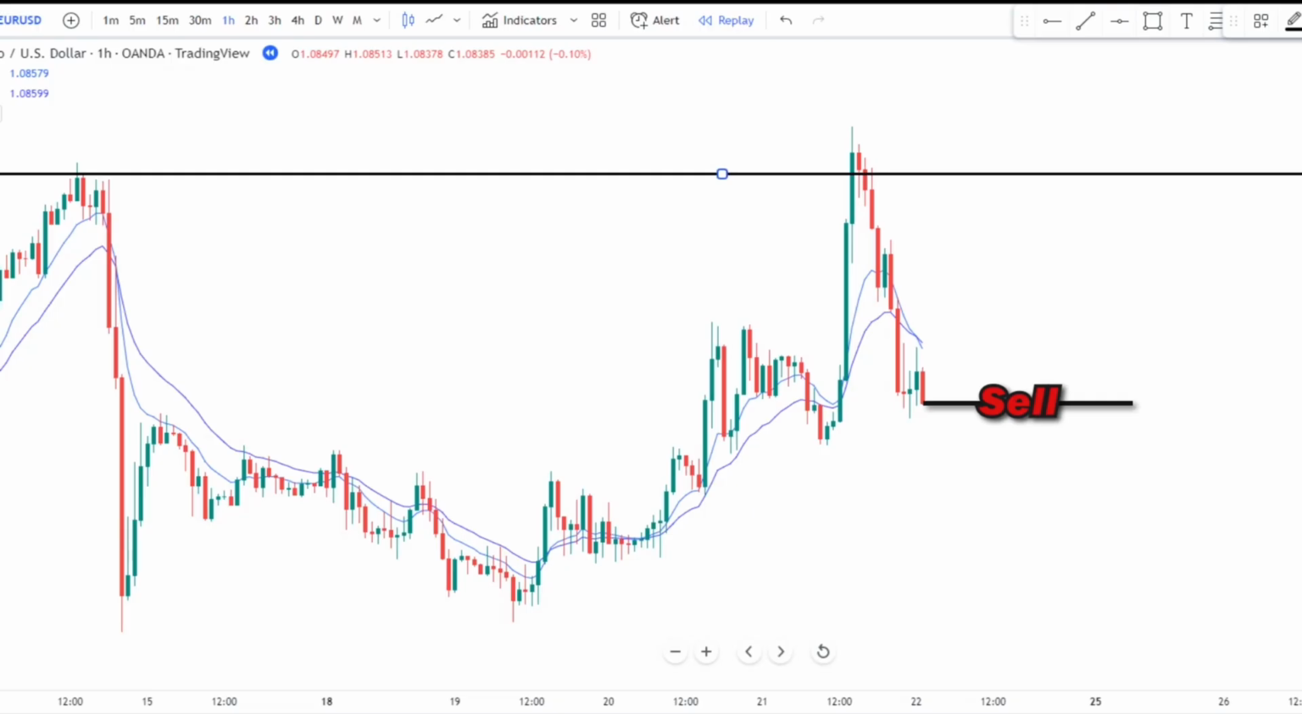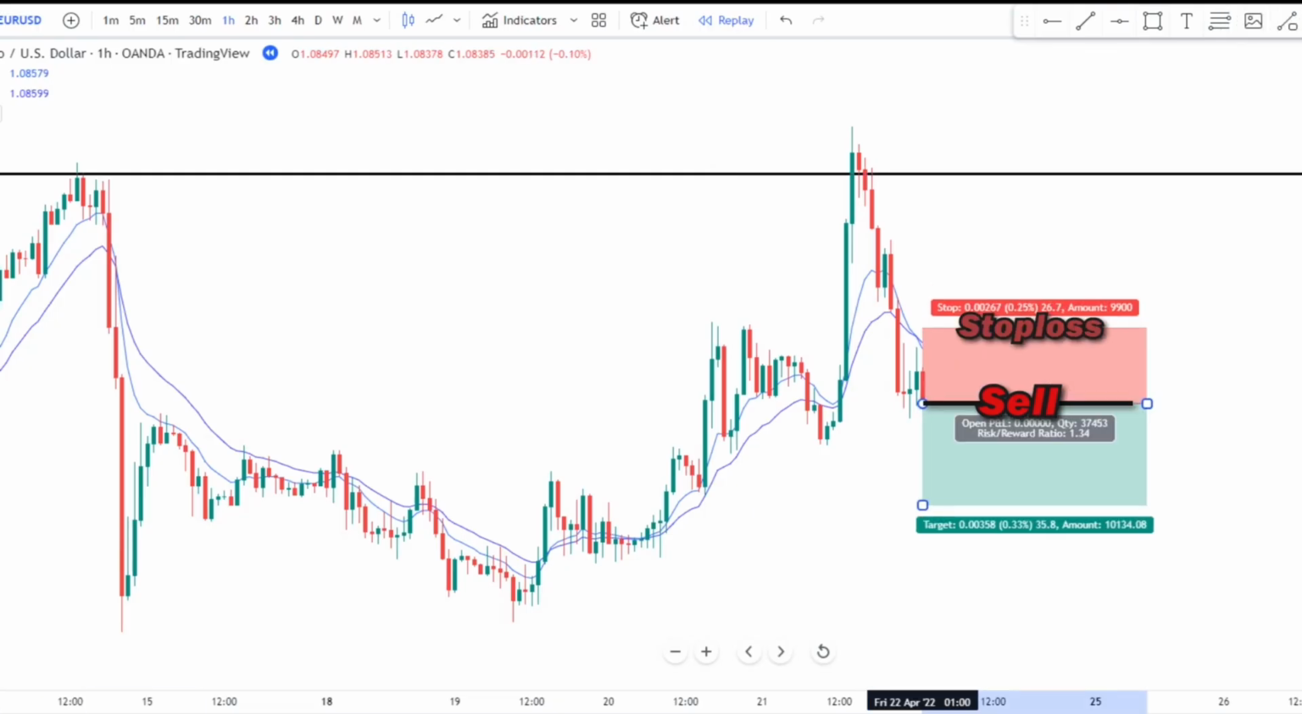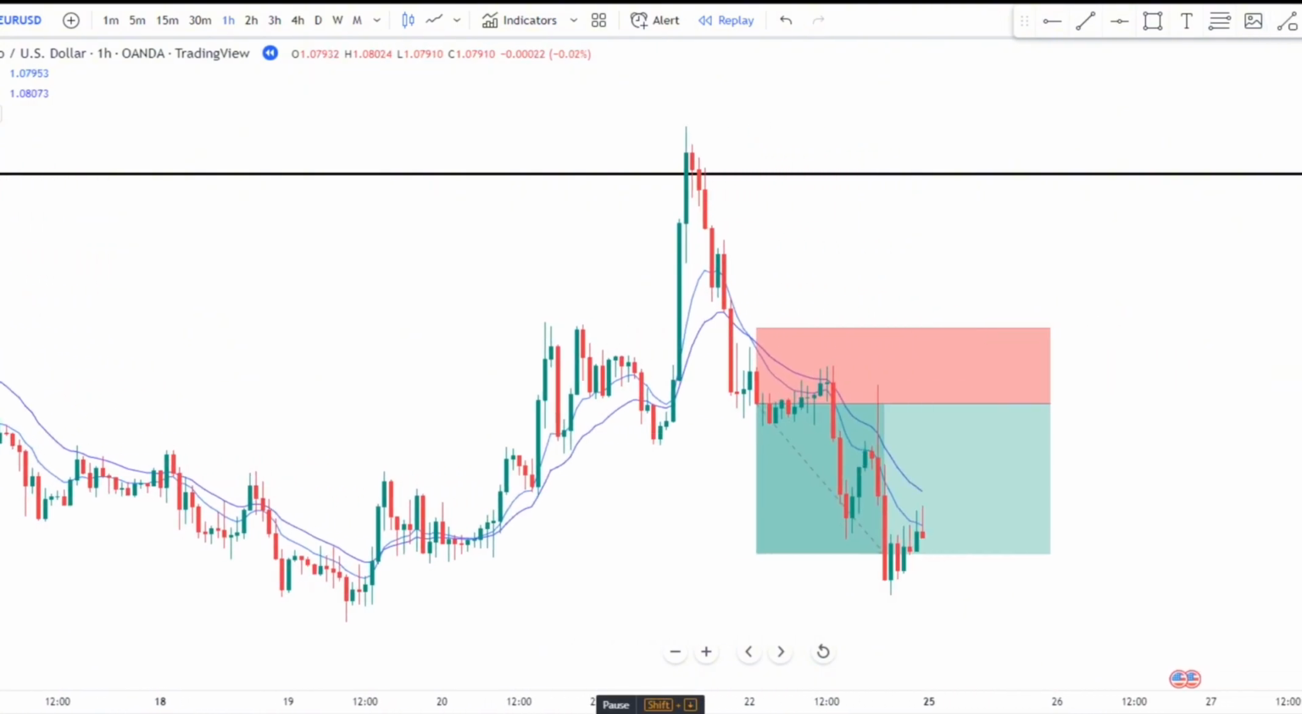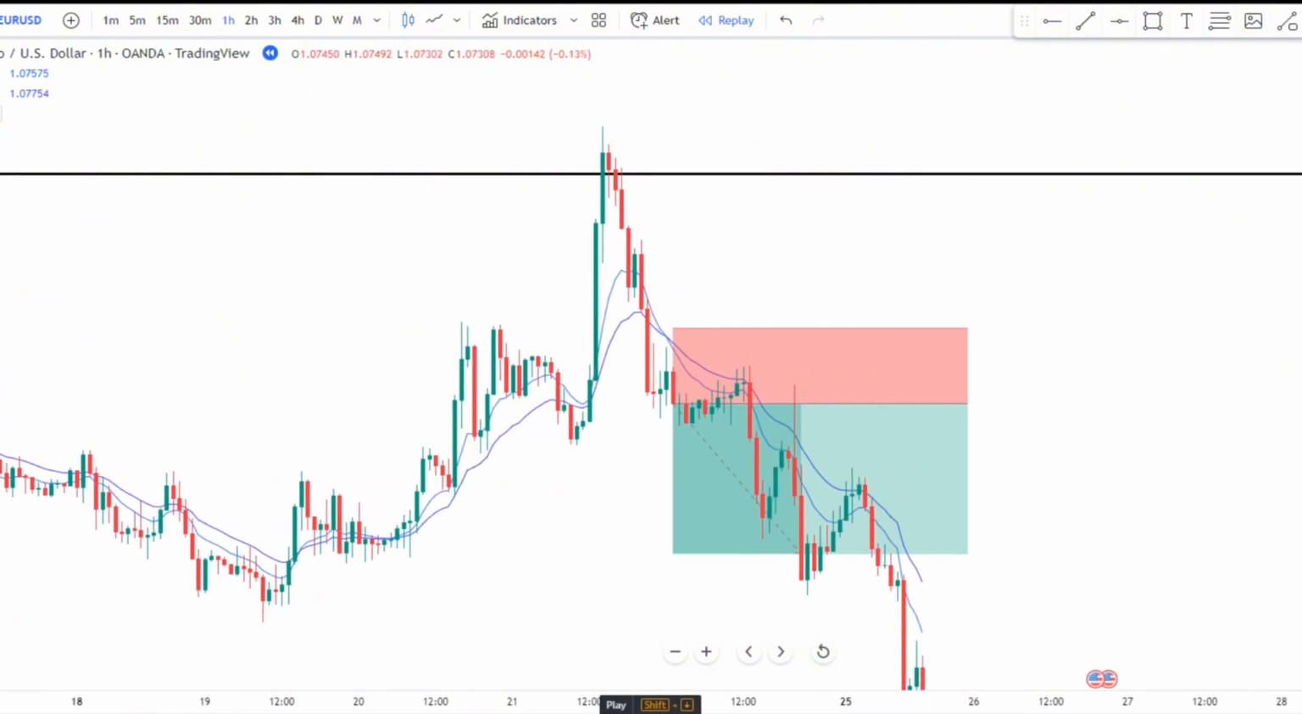For your exits, place your stop loss just above the EMA cross and set your target profit at a 1-to-2 risk to reward ratio. And as you can see, once again, this ends in profit.